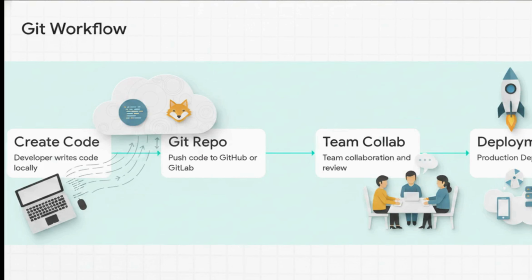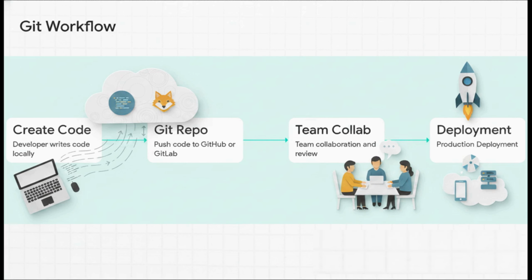Let's ground all this theory into reality, shall we? In a real-world Git workflow, Step 1 begins with a developer creating code locally. Step 2, they push that code to a Git repository on a platform like GitHub or GitLab. Step 3, the team collaborates and reviews the code, making absolutely sure it's high quality. And finally, Step 4, the code goes to production deployment. This right here is exactly how a line of code travels from a developer's keyboard all the way to the live product you use on your phone.